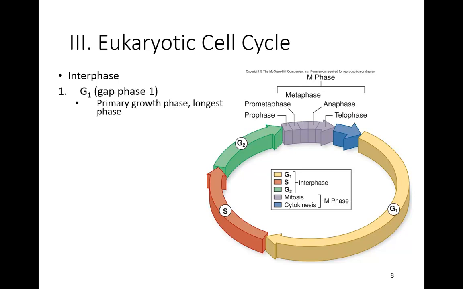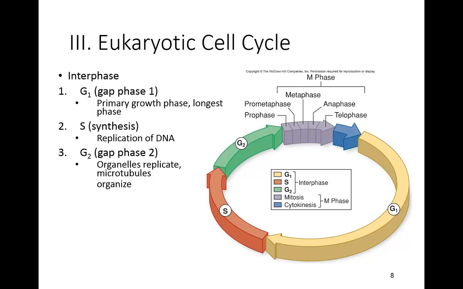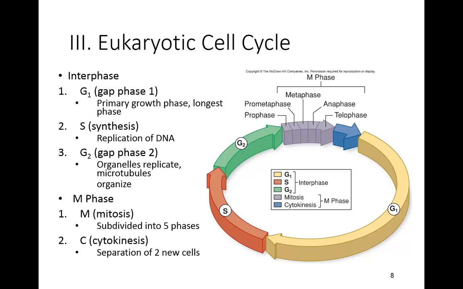So G1, or gap phase 1, is the primary growth phase, the longest phase. S phase stands for synthesis, and that's where the DNA is replicated. And then G2 is gap phase 2, where it prepares to split and divide. Okay, and then M phase is the mitotic phase, where mitosis happens, and it's subdivided into 5 other phases. And then the last phase, after everything is duplicated, you have twice as much of everything. Then you have cytokinesis, where a cell is split. Cyto means cell, kinesis means cut.